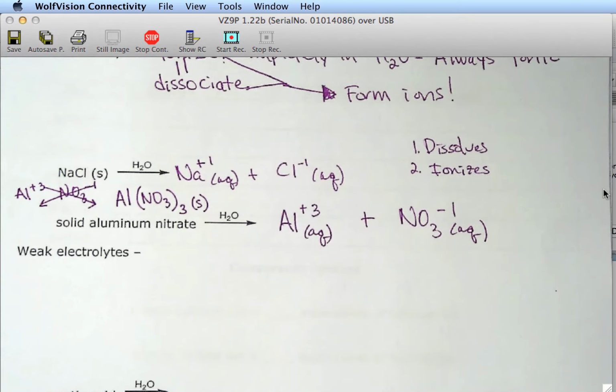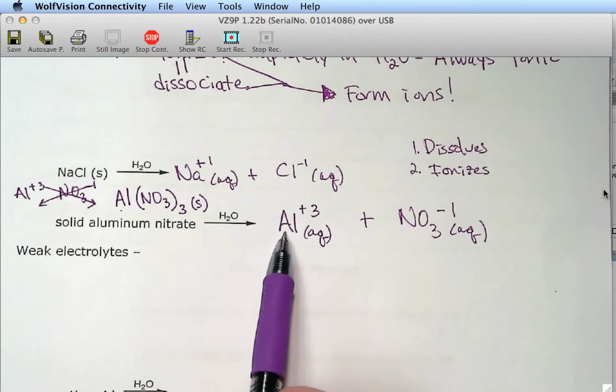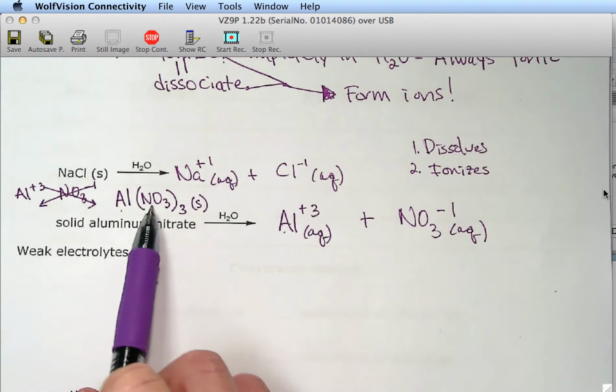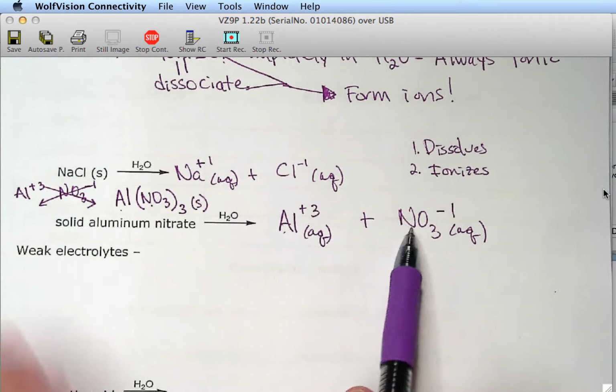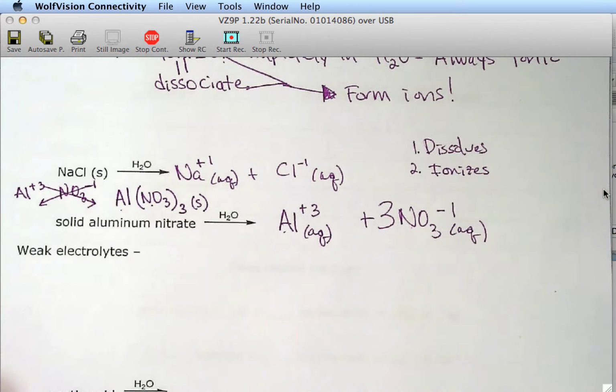Now, we learned about balancing equations in Unit 3. Is this equation balanced? No, it's not. How would I balance it? We got 1 aluminum, 1 aluminum. 3 nitrates, 1 nitrate. Got 3 in front of just the nitrate.